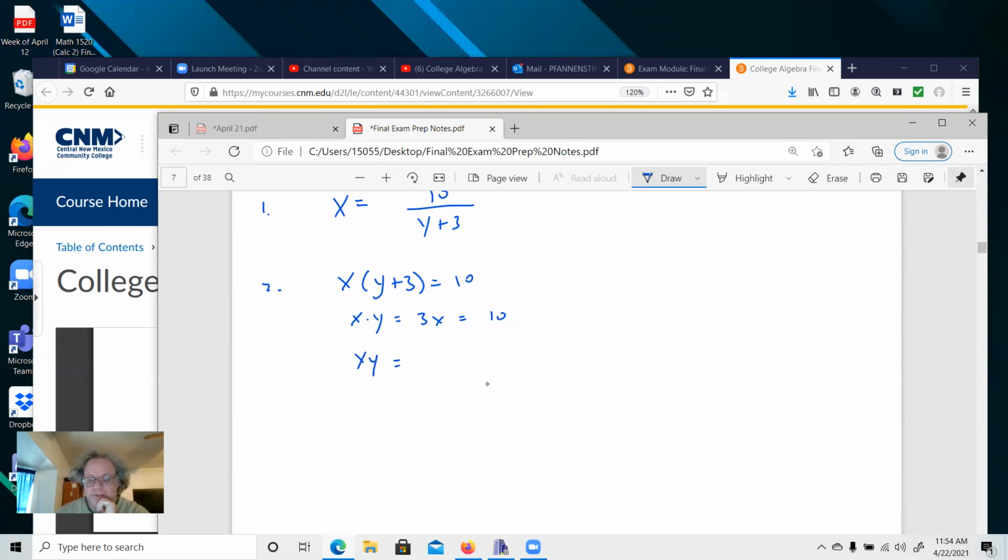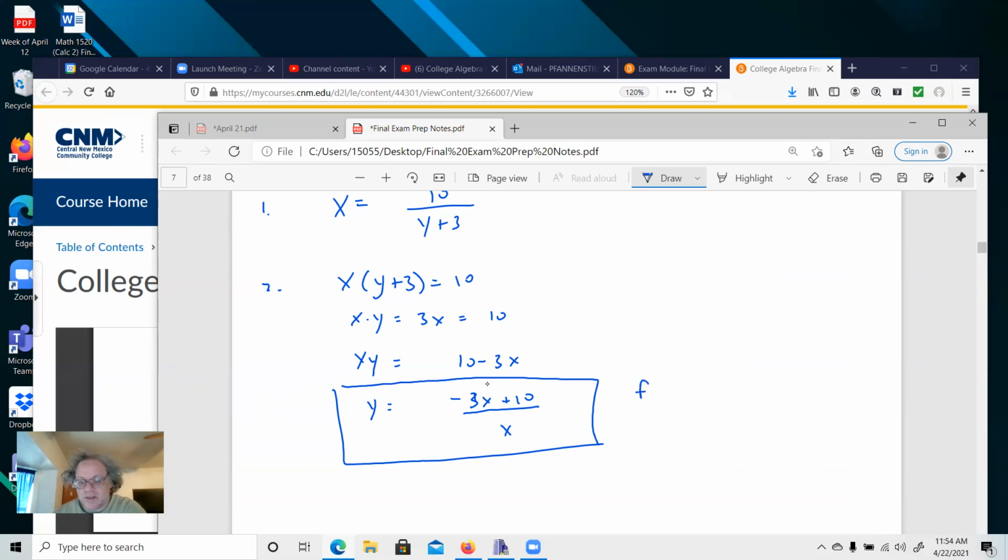x times y is equal to 10 minus 3x. Just push this over to the side. And y is equal to, well, we'll say negative 3x plus 10, that'll be a little bit easier to see, divided by x. And here's our inverse function.